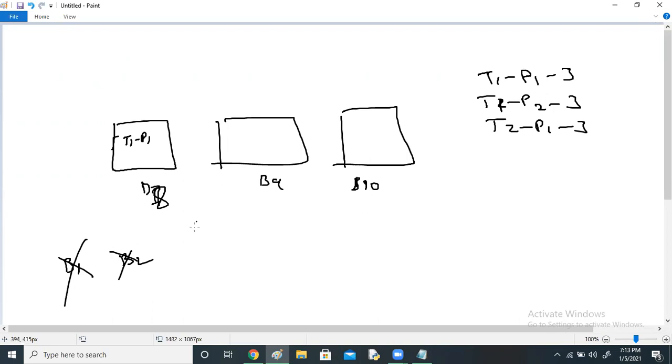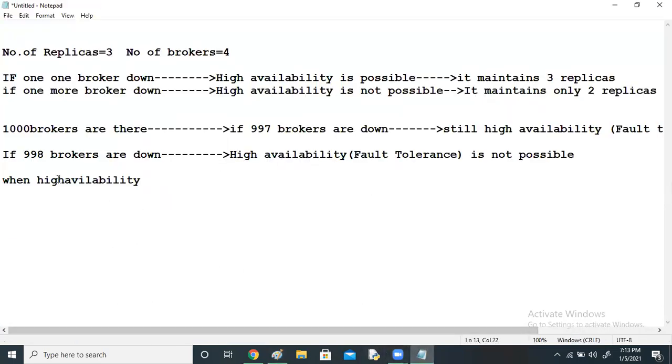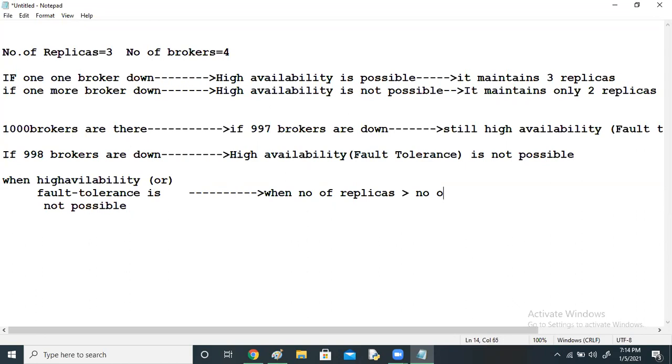Observe, when high availability or fault tolerance is not possible: when the number of replicas is greater than the number of brokers, then high availability is not possible. Okay, got it.